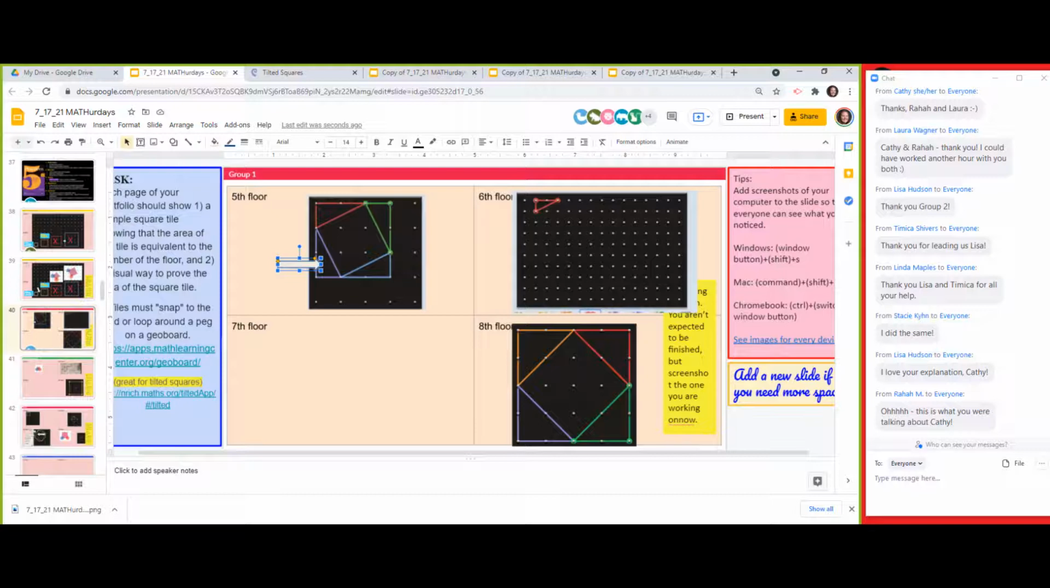And then the same thing on the 8th floor with a 2 by 2 right triangle, but we didn't quite get there for 6 yet. Yeah, yours is very visually pleasing. Like I can really understand it.